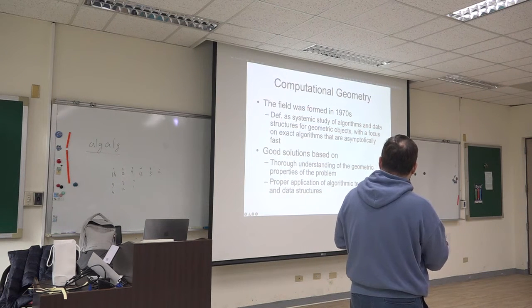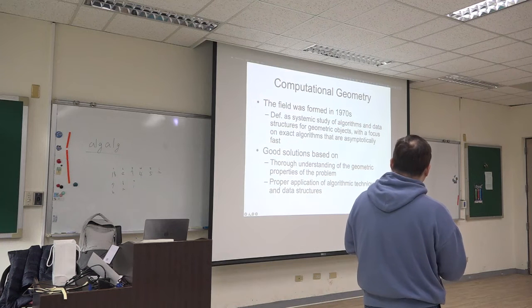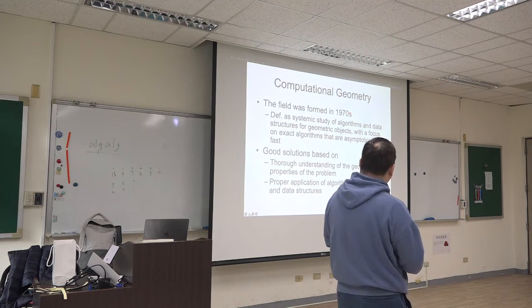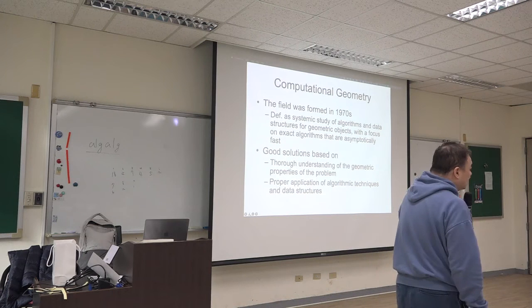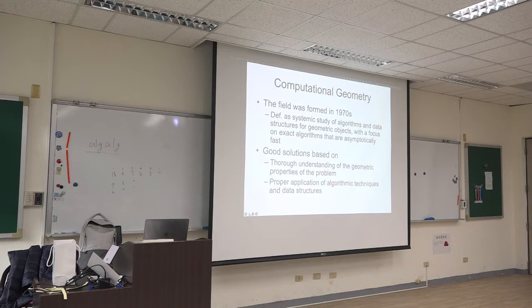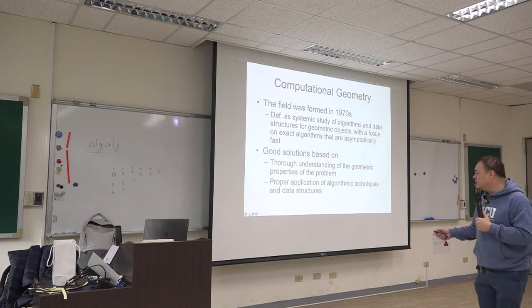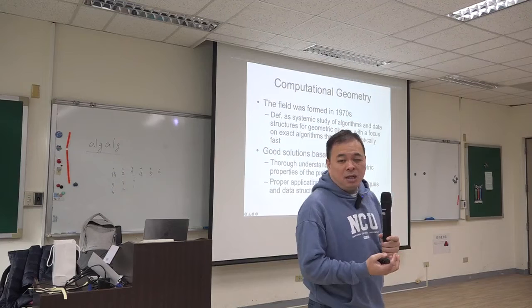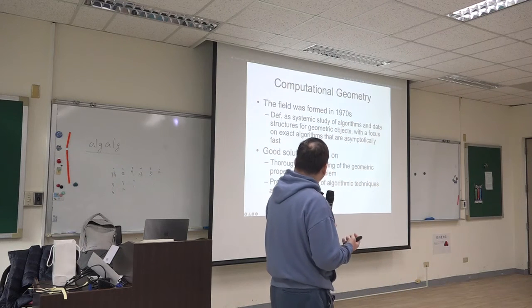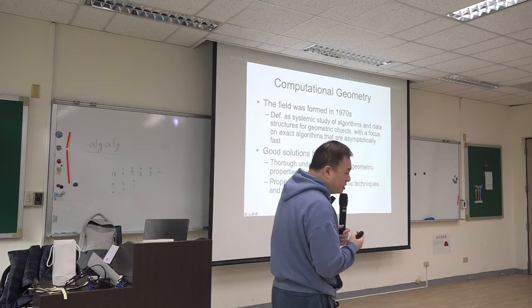So the definition of this field is a systematic study of algorithms and data structures for geometric objects with a focus on exact algorithms that are asymptotically fast. So we care about the performance a lot in this class because, as I keep reminding you, this class is considered to be a subfield in advanced algorithms. In algorithm class, we care about efficiency. So how do we come up with a good solution for problems related to geometric objects?